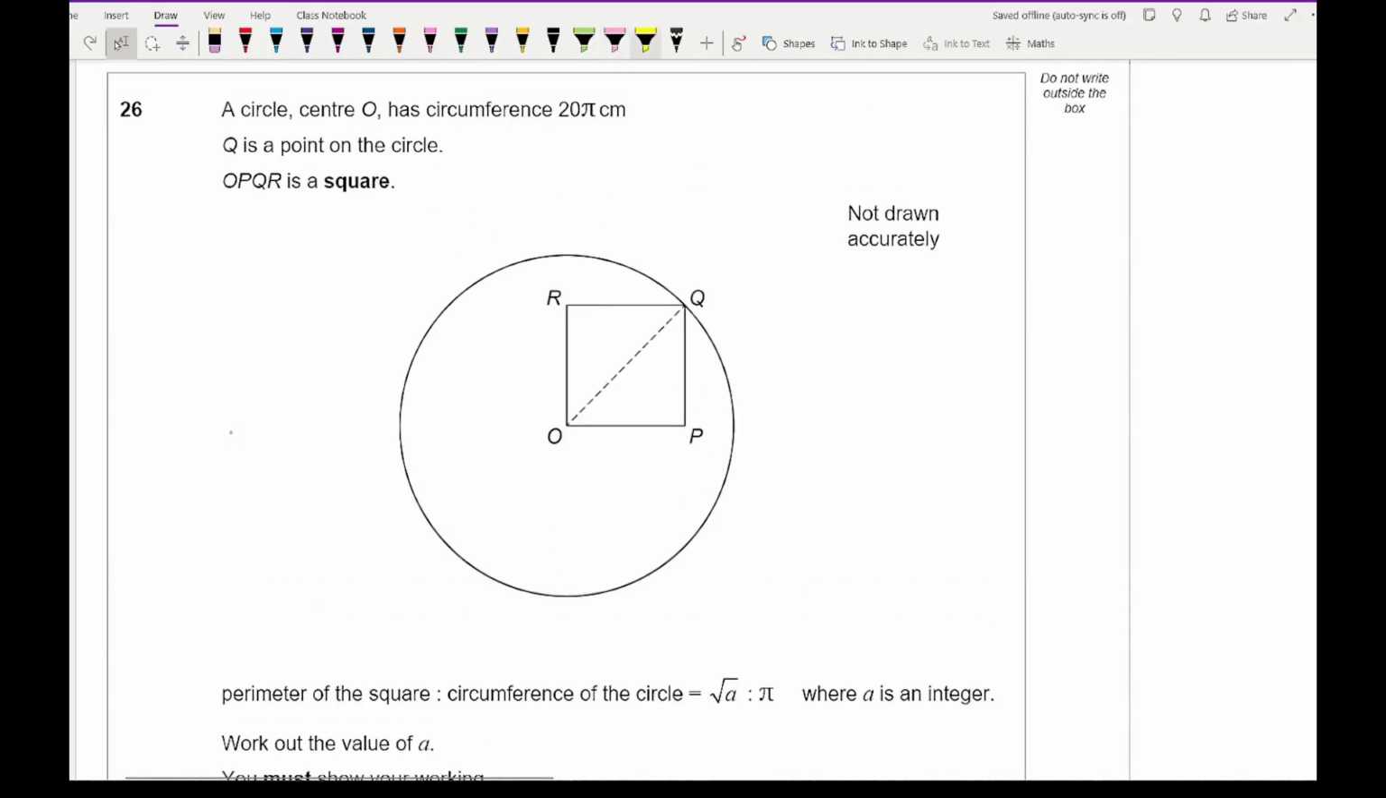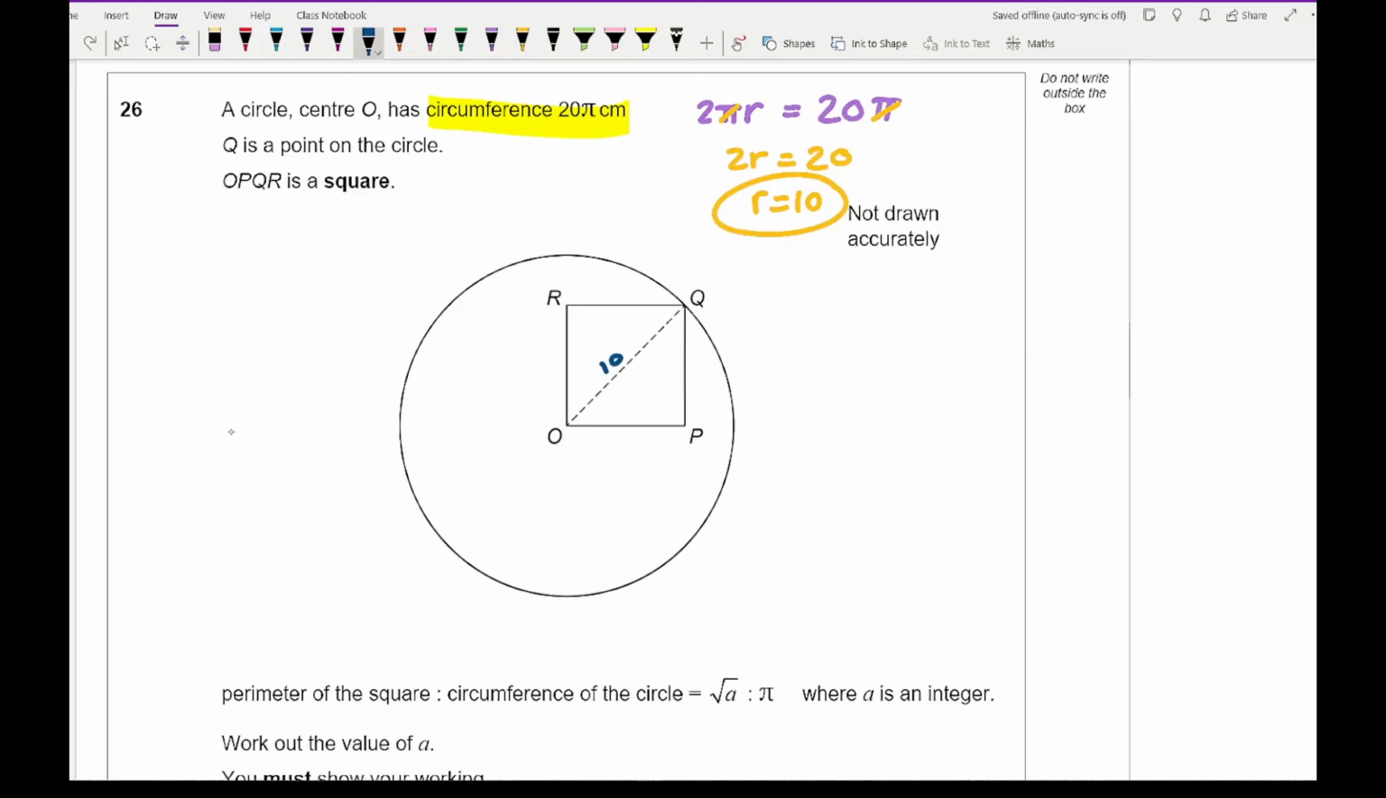Well, first things first, let's have a look at the circumference of the circle. The circumference of a circle is 2 pi r. So 2 pi r equals 20 pi. Now from this, we can do a bit of cancelling. So we can cancel the pi's. So what we know is that 2r equals 20. So therefore the radius must equal 10. So this dotted line must equal 10.